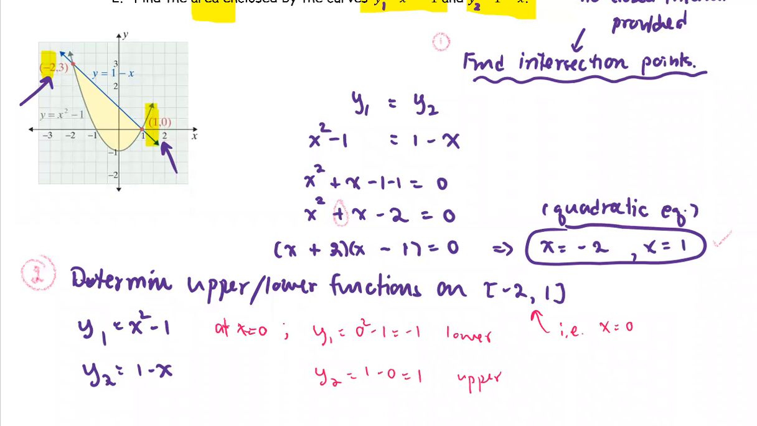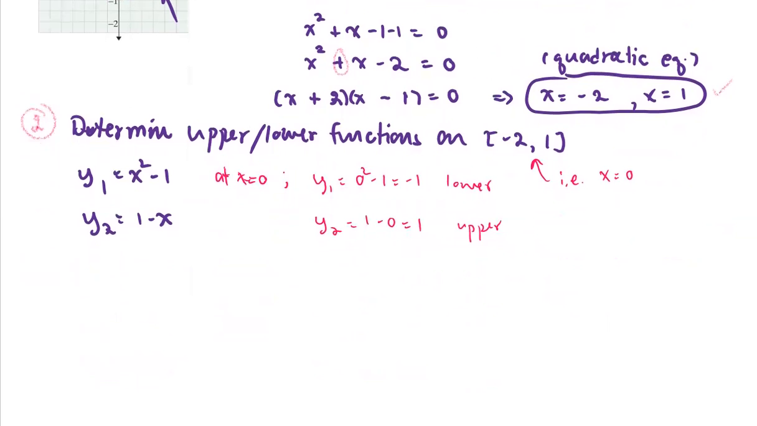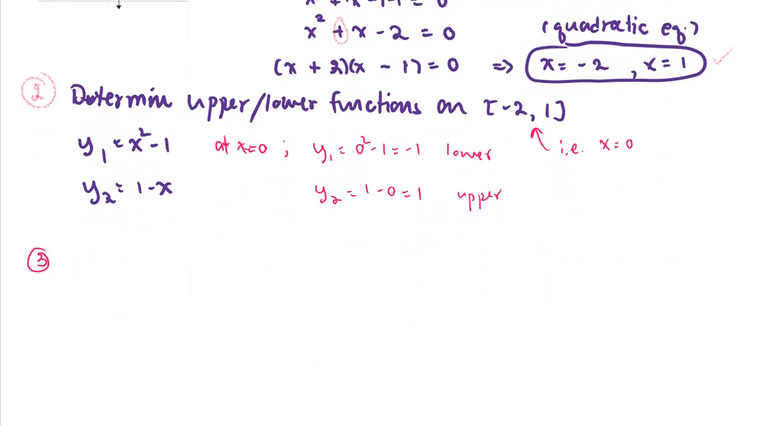Yes, it is, because y2 is 1 minus x. This one is the upper function, which is above the entire area. And y1, which is x squared minus 1, we name as the lower function. Now, after we determine the upper and lower functions, we set up the integration. Step number three: we set up the area as the definite integral from point A to point B, from negative 1 to positive 1.